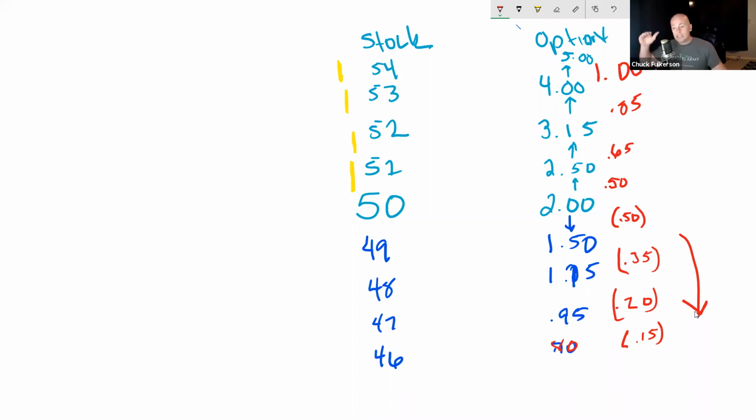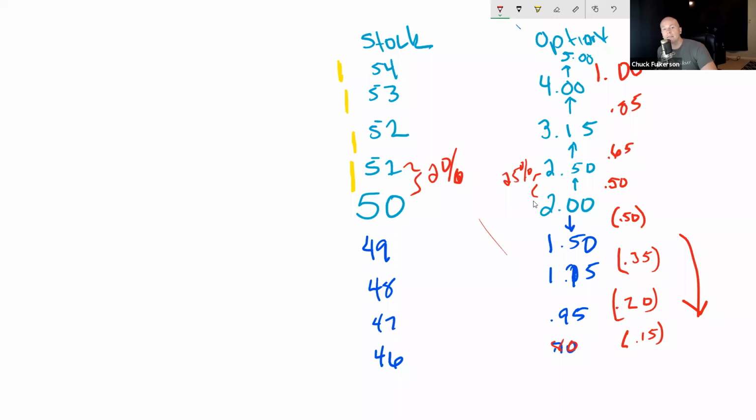My losses get smaller and smaller and smaller, and my gains get larger. This is dynamic leverage. Now, think about this for just a minute. When I talk about leverage, the stock went from 50 to 51. That is a 2% move, right? The option went from 2 to 2.50. In this case, that is a 25% move.